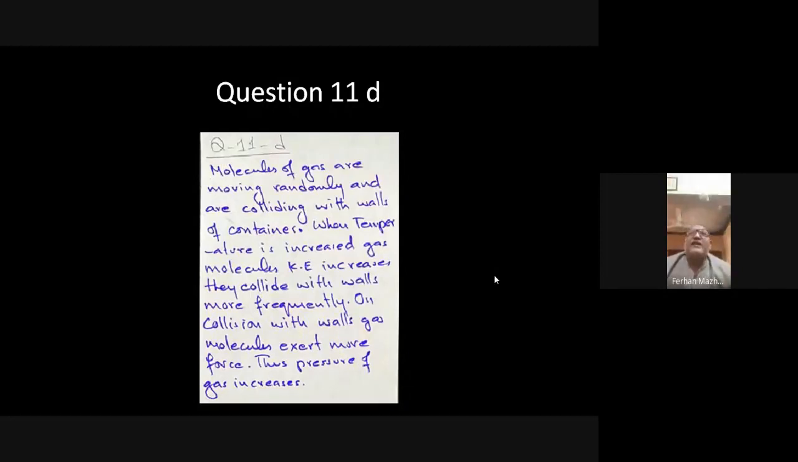Molecules of gas are moving randomly and are colliding with the walls of the container. When temperature is increased, gas molecules' kinetic energy increases. They collide with the walls more frequently. On collision with the walls, gas molecules exert greater force, thus the pressure of the gas increases. Hurry up, girls.